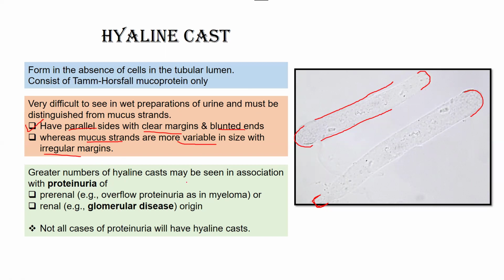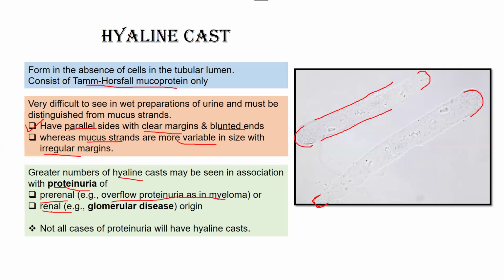A greater number of hyaline casts may be seen in association with proteinuria. In cases of proteinuria, because Tamm-Horsfall is a mucoprotein, it's a protein, so in case of increased protein in urine, you can see hyaline casts. There are two types of proteinuria: it can be pre-renal or renal. In pre-renal, there may be overflow proteinuria as a result of myeloma, or in case you are feeding an animal a high protein diet. There are several reasons for pre-renal proteinuria. One of them is this.